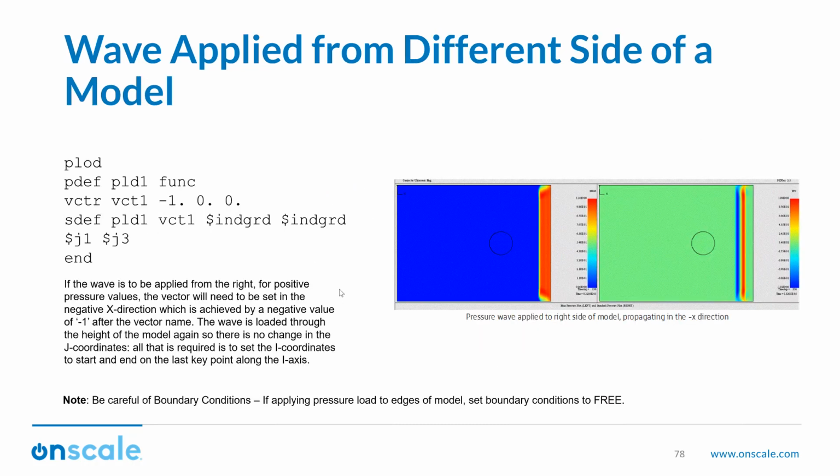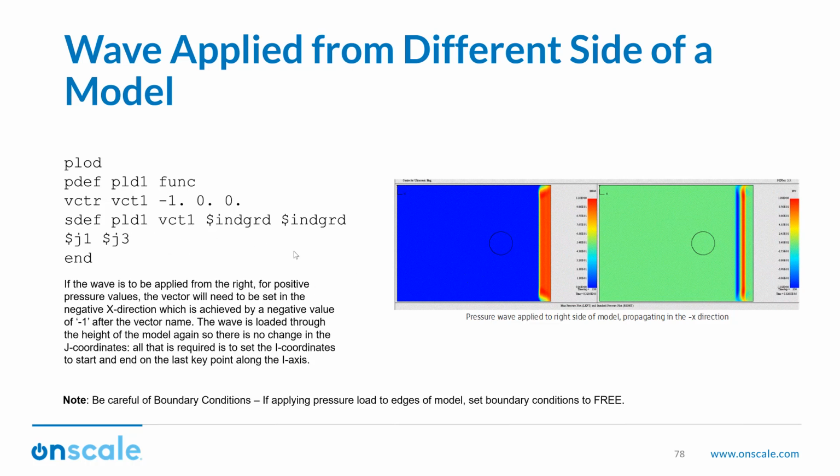Now, if I wanted to apply that in the opposite direction on this edge here, I would have to change the direction of the vector, so -1, 0, 0, and I would have to change the surface. In this case, it wouldn't be I1, but the last key point of the grid, which is usually called IND grid in your code. But it can be called anything, it depends on your code. So this is just an example for you.